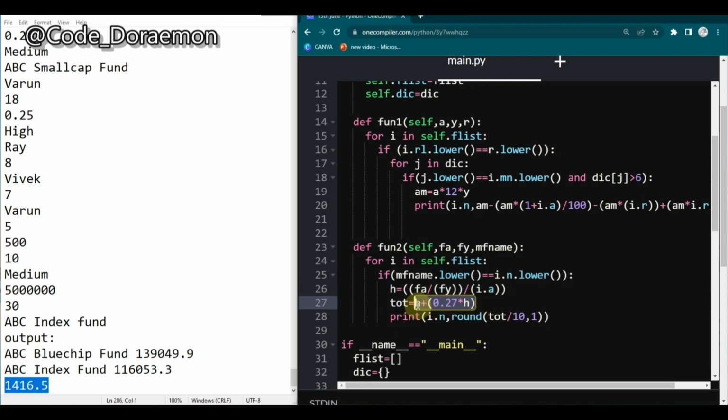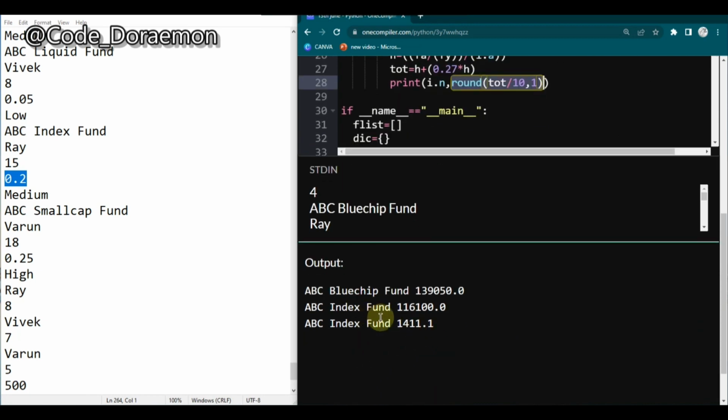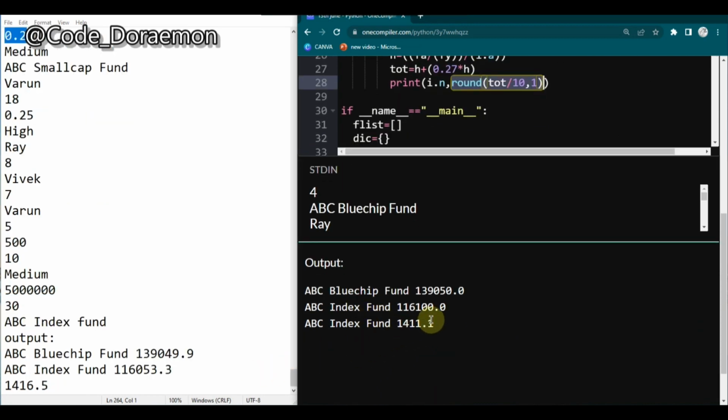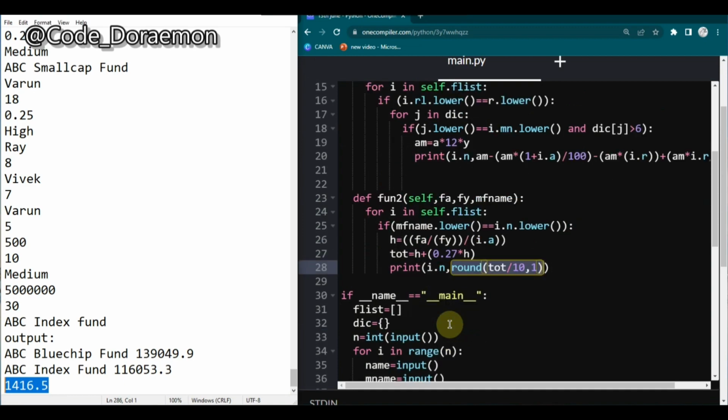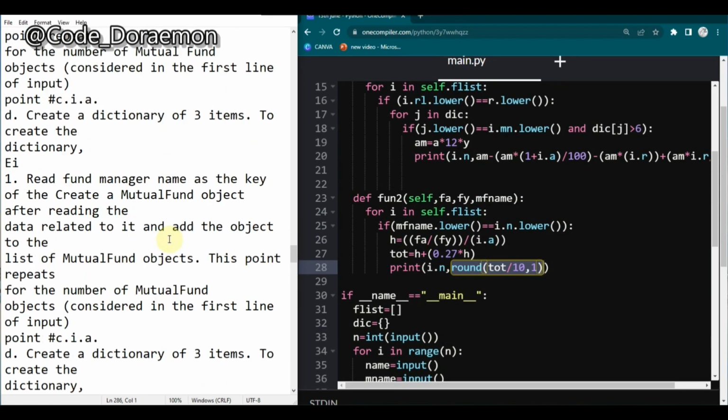So you have to subtract the interest also, and you have to remove the commission, which is 0.2% for this ABC index fund. And then you have to round it up to a single precision number. So I've used the round function, and here I got 1411. So I got 1411 and here it is 1416. So this is the basic solution which you can do.